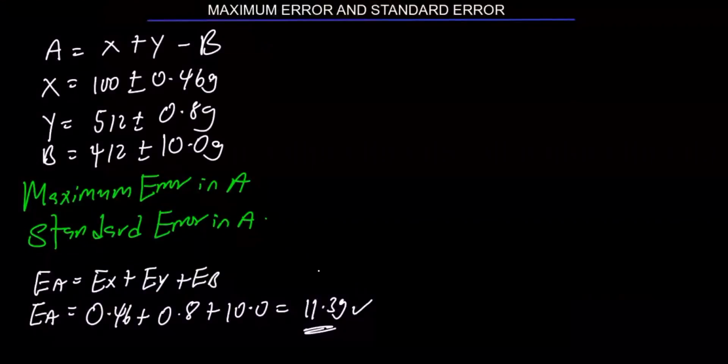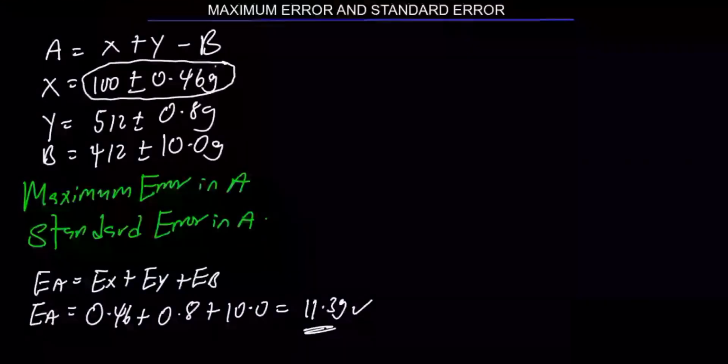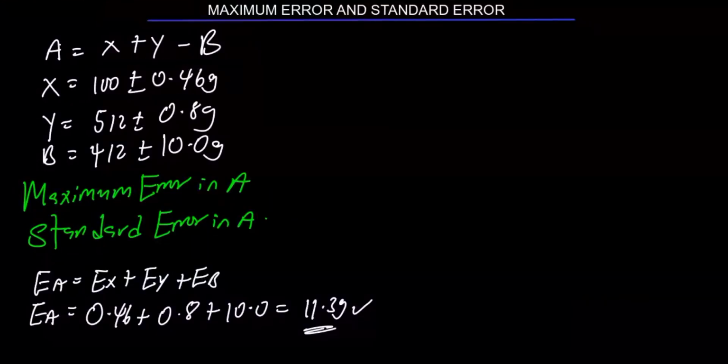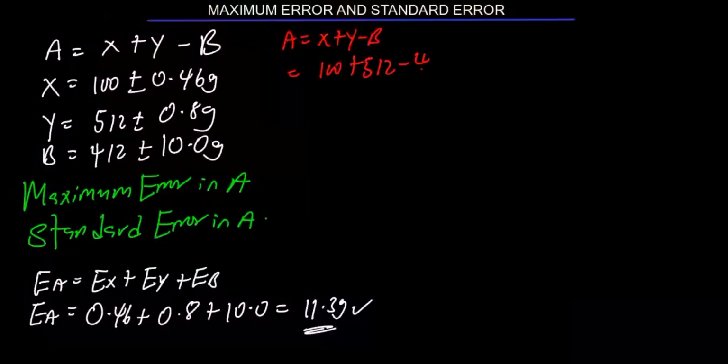And do you know that it's possible for me to write A in this aspect also? How will I do it? It's very simple. Calculate the real value for A. Remember, A is equal to x plus y minus b. What is x? 100. That's the real value of x. But now I'm not calculating error, I'm calculating A. What is y? 512. What's b? 412.